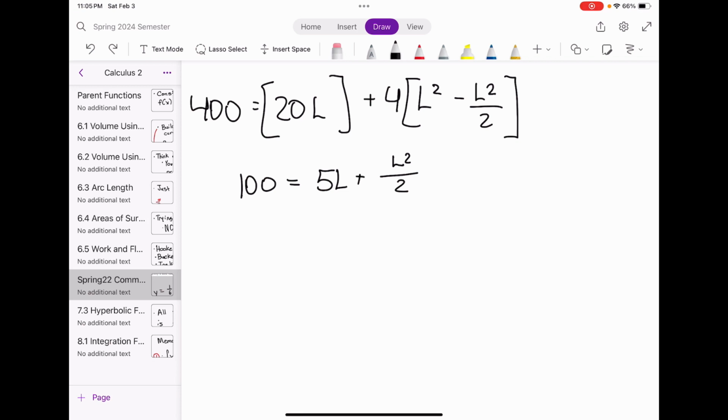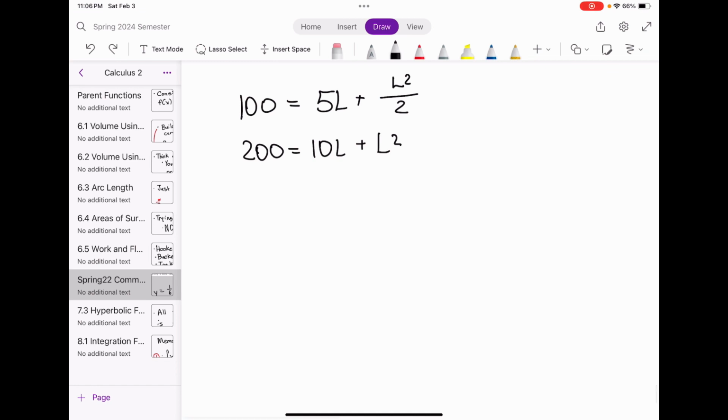And just for ease, I'm going to multiply everything by 2 just to get rid of that fraction. So 200 is equal to 10L plus L squared. It's completely unnecessary, this part, but I'm going to do that. And I'm going to bring everything to one side, so L squared plus 10L minus 200 is equal to 0. And now I'm going to factor it.